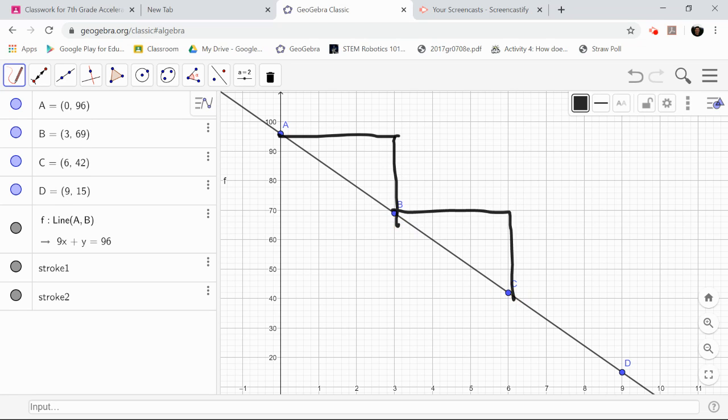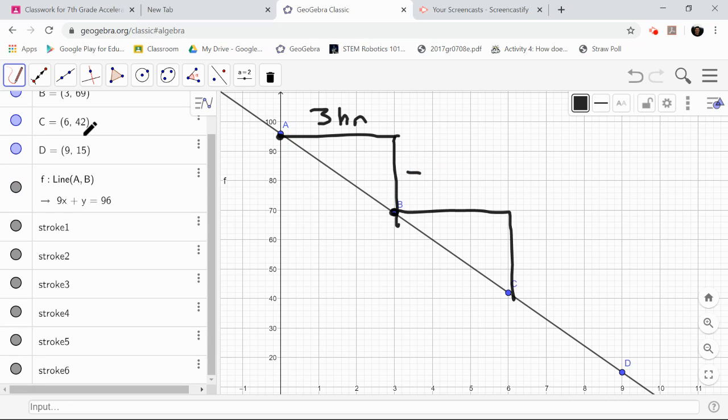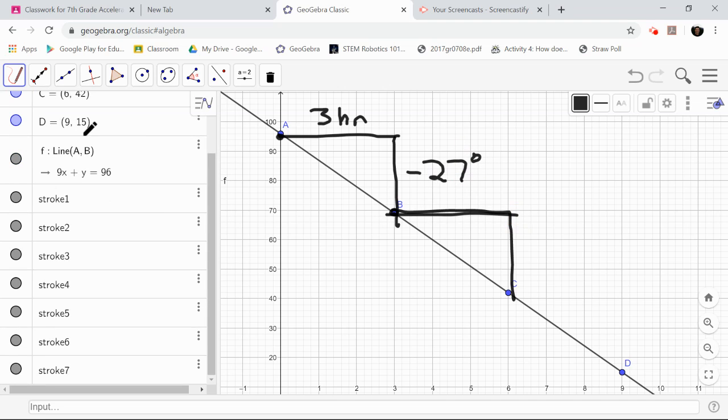So this is the point 0, 96, and this is the point 3, 69. So this represents 3 hours of time that has passed. And what happens to our temperature? It goes from 96 degrees to 69 degrees. That is a difference of 27 degrees. So our temperature went down 27 degrees in 3 hours. And because this is a linear function, every 3 hours, our temperature is going to go down by 27 degrees.